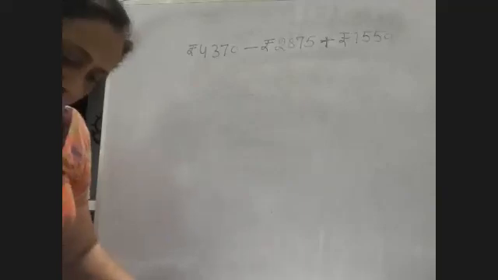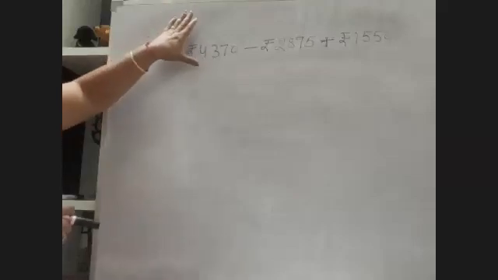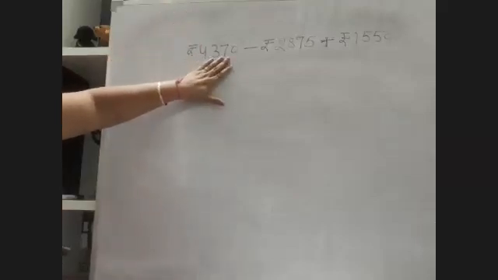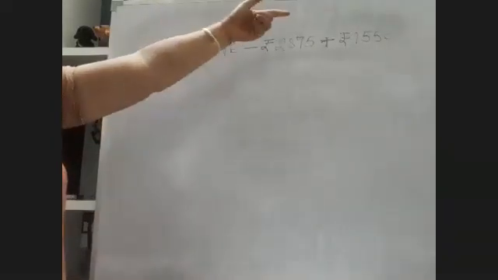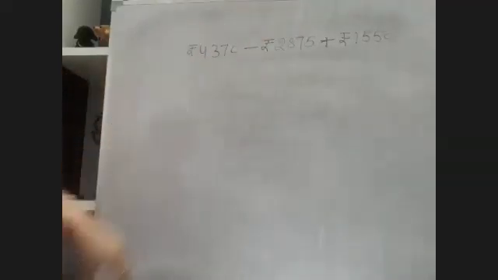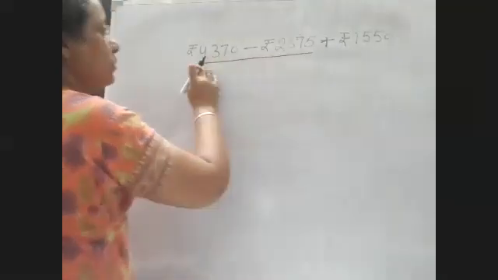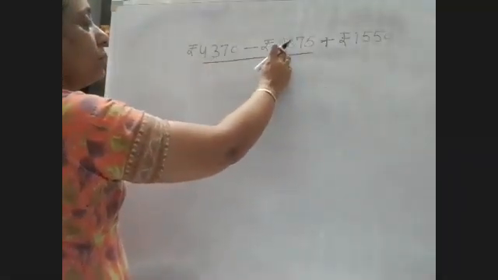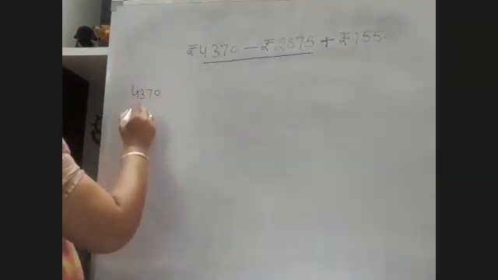Now students, first she deposited rupees 4,370, and the next thing she withdrew rupees 2,875. Again the next day she deposited rupees 1,550. Now check the balance in her account. Now first we solve this part. Rupees 4,370 minus 2,875.